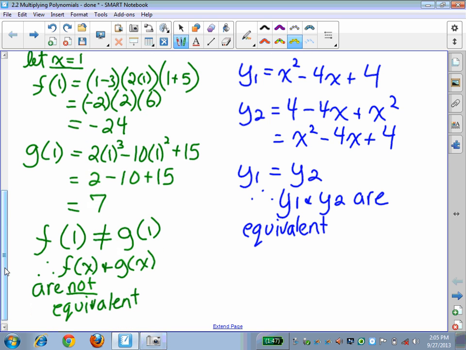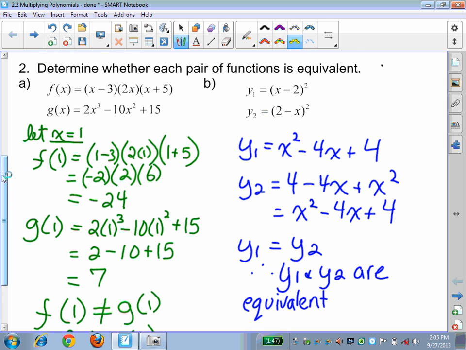Okay? In example 2, this is a more simplified question where you can simply expand each equation to see if they're equivalent. So looking at y1, again we use a shortcut, square the first, double the product, square the last, and then we understand that taking a look at the second one, we do the same thing, square the first, double the product, square the last, and we realize when we simplify through that in this case y1 does equal y2, so therefore these functions are in fact equivalent.